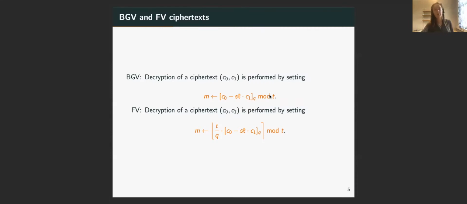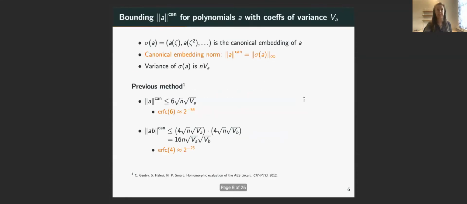And so, as I've mentioned, we use the BGV and the FV schemes. I'm not going to go into too much detail about how these work. The main difference between the two is the fact that BGV has the message in the lower bits of the ciphertext and FV has the message in the upper bits of the ciphertext, meaning that in FV you have this divide and round operation at decryption that you do not have in BGV.